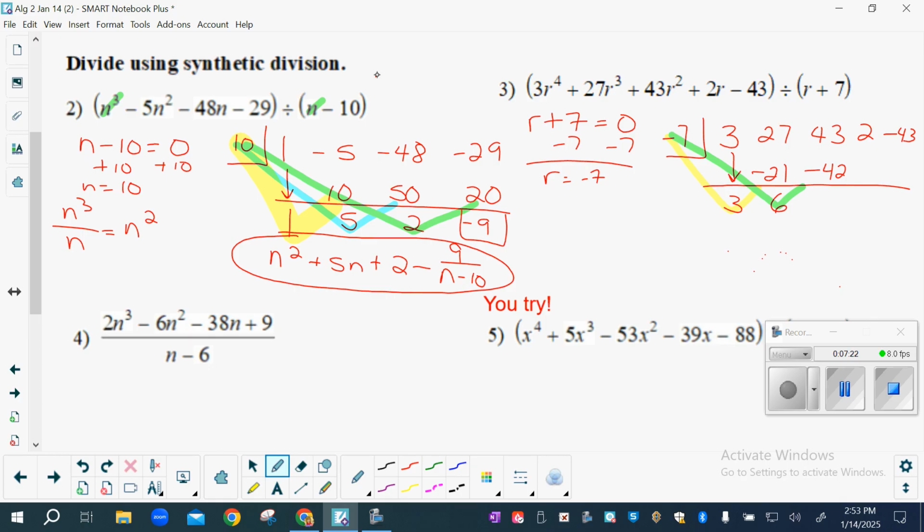What do they add up to? 1. Okay. So then we're going to take our negative 7, multiply it by 1, and put our answer here.